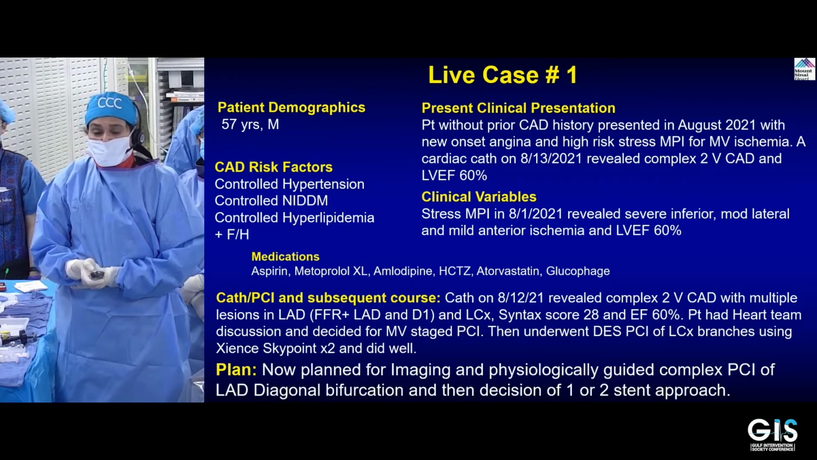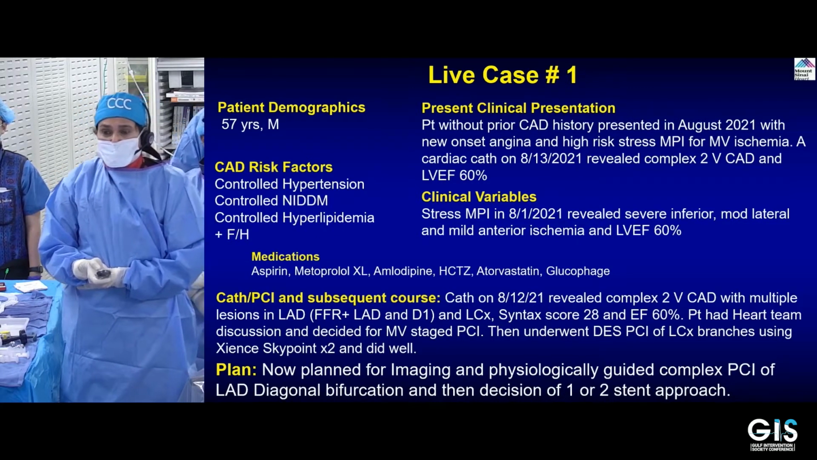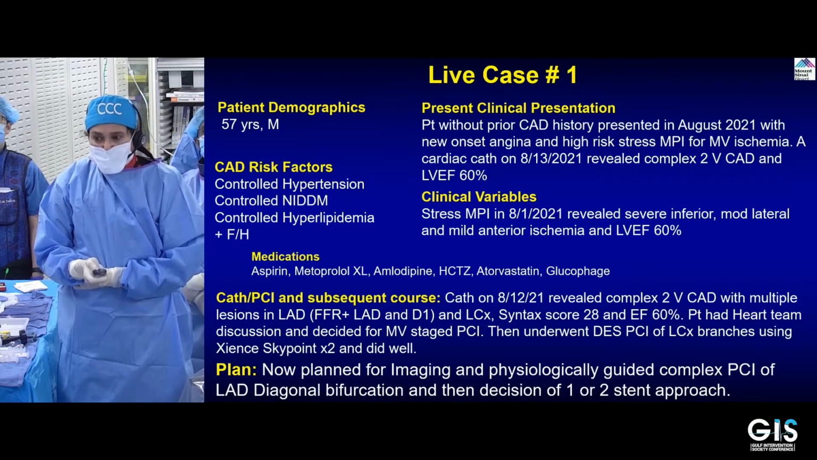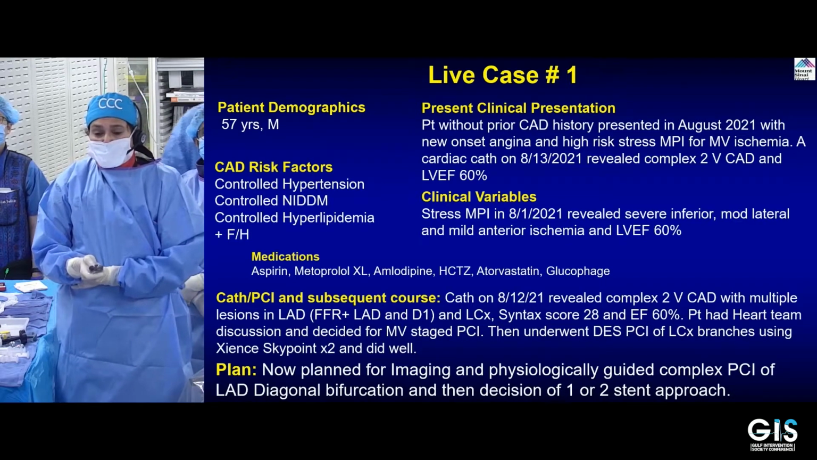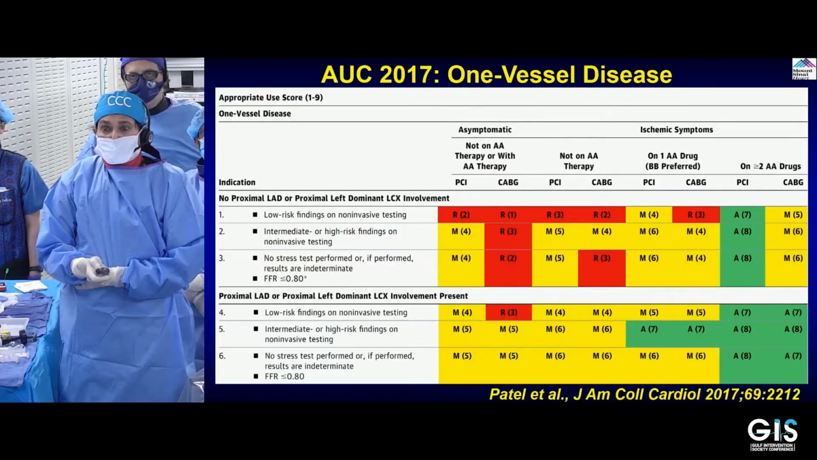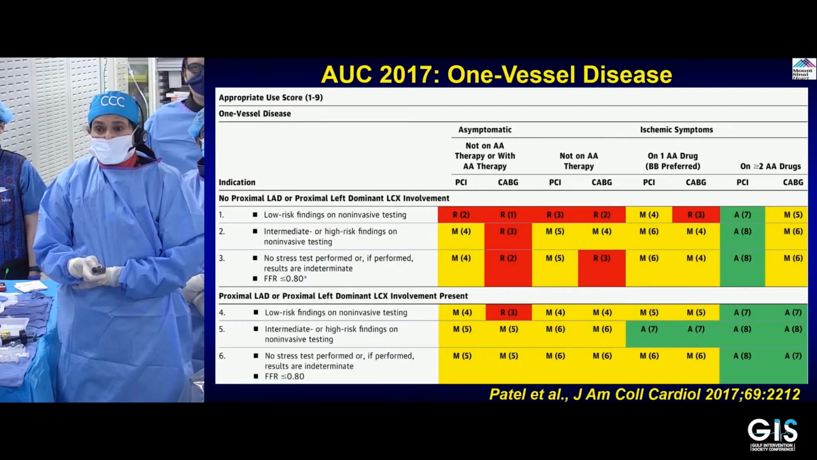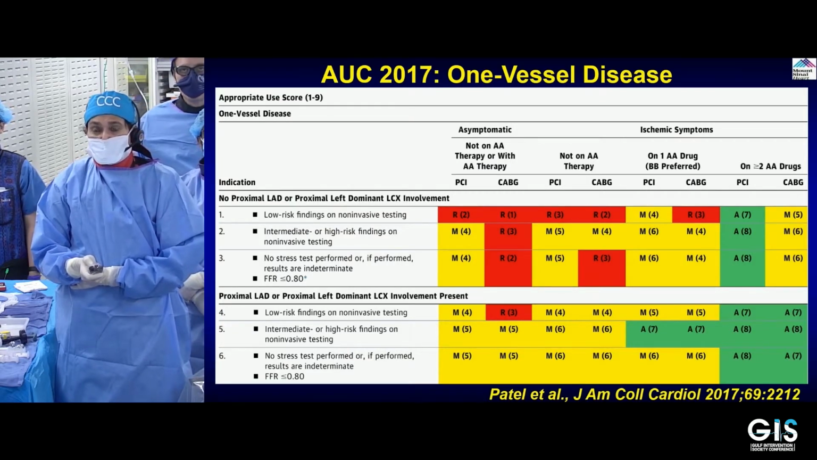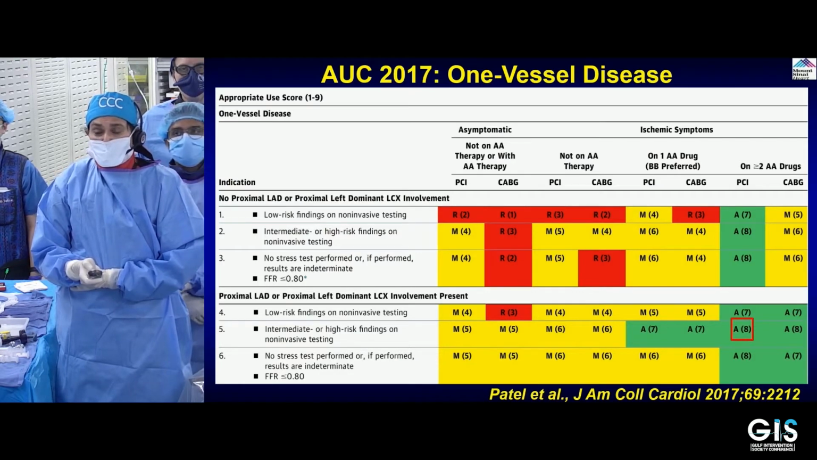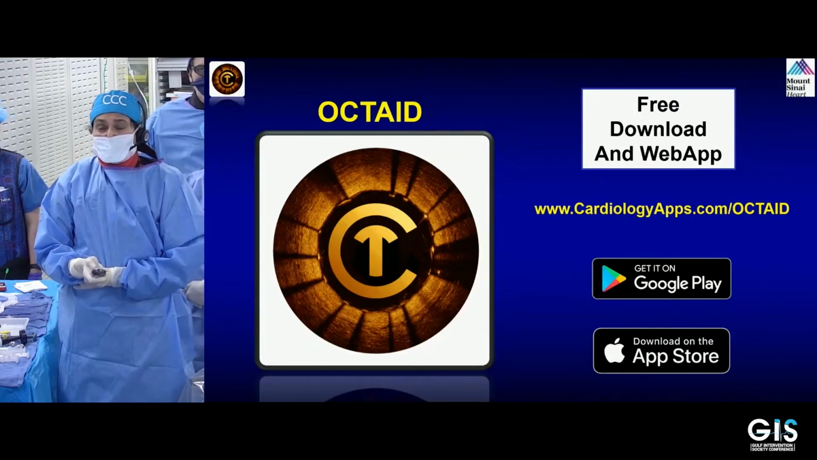guided by imaging. We are going to do OCT and decide how much calcium is there. Based on that, we will perform some kind of atherectomy and then decide how to handle the LAD diagonal lesion. We always make sure the patients follow the American Heart Association ACC guideline, which is the appropriate use criteria. Based on the symptoms and medication, the patient is definitely appropriate for PCI.